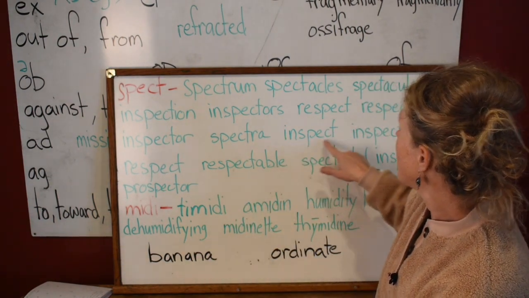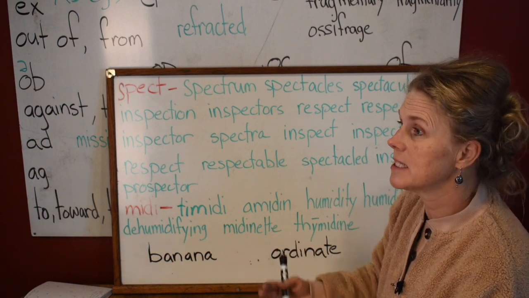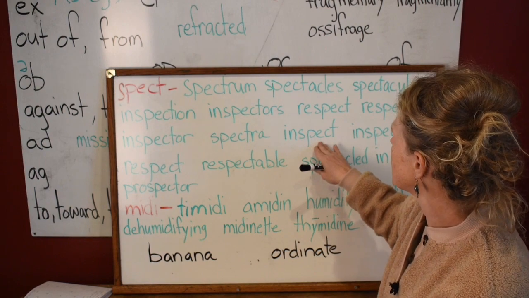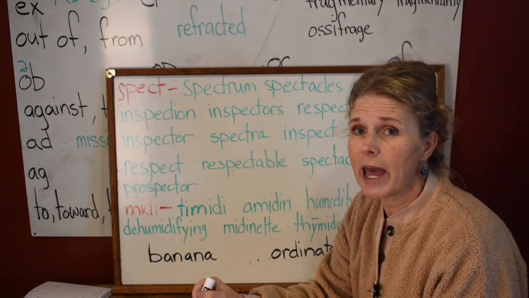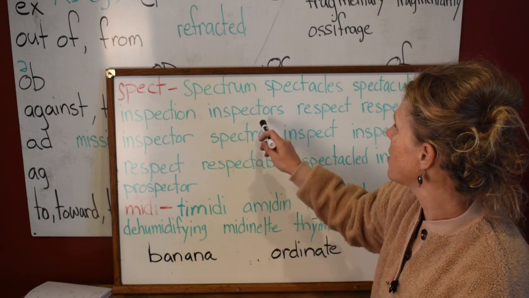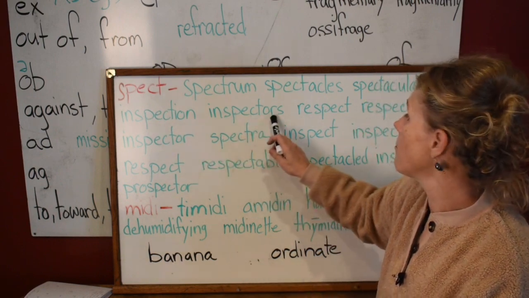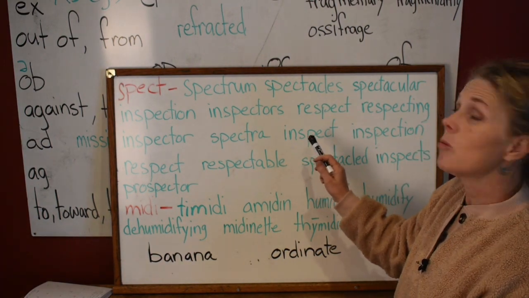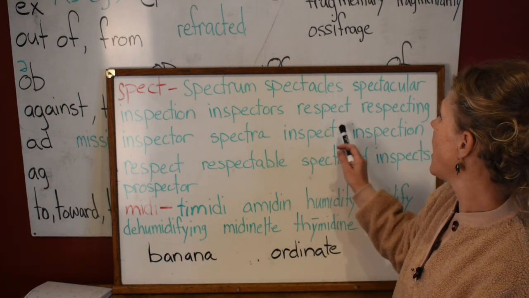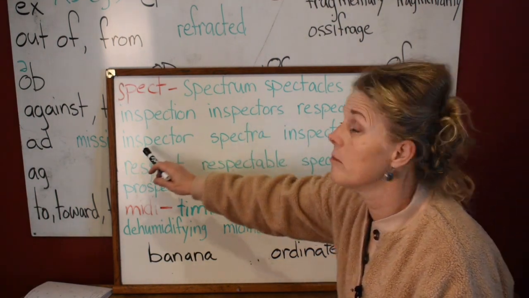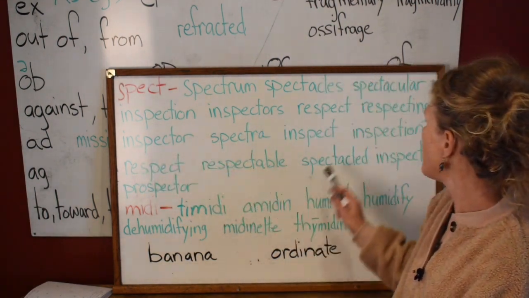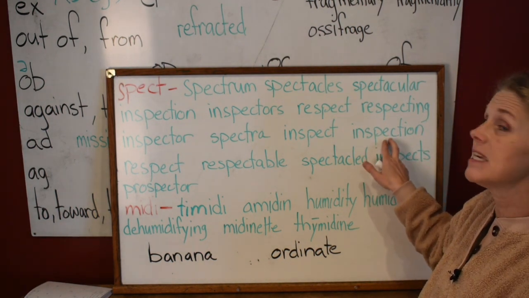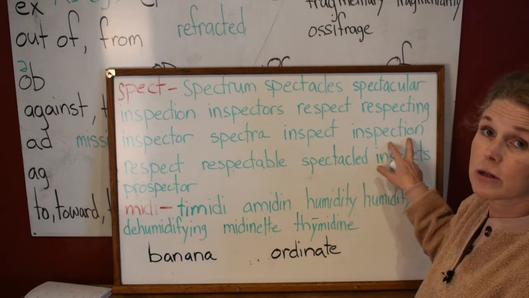Inspect. So now we're going to inspect something. See how it changes its position in your sentence. We are going to inspect the house with one inspector or many inspectors. We will inspect the house with many inspectors, or maybe only one inspector will show up. And I hope the inspection, the state of being seen into, will turn out well.